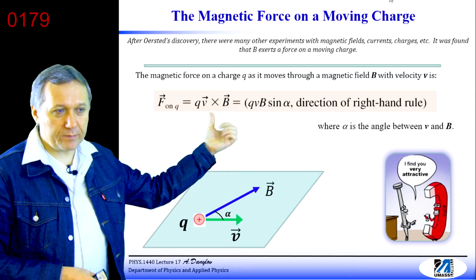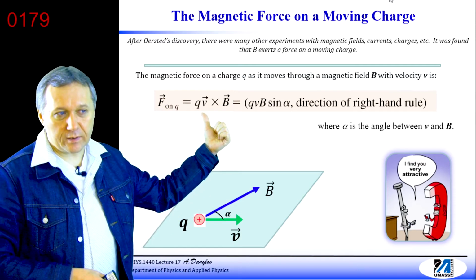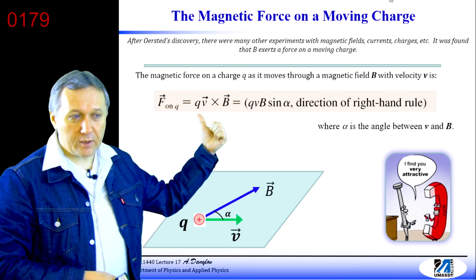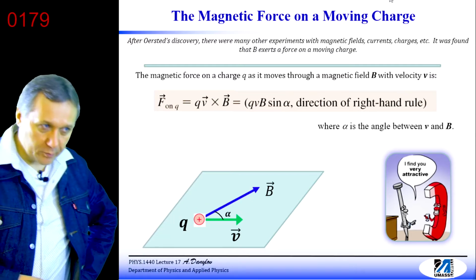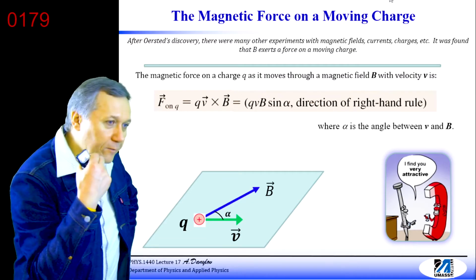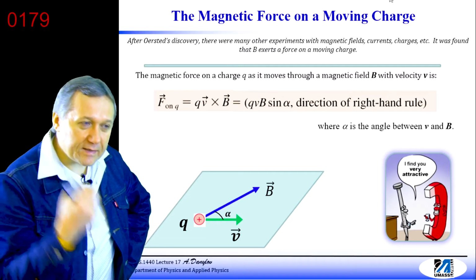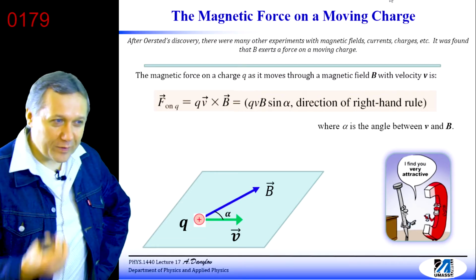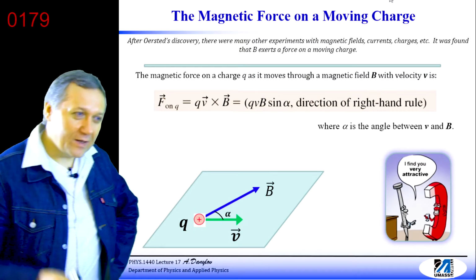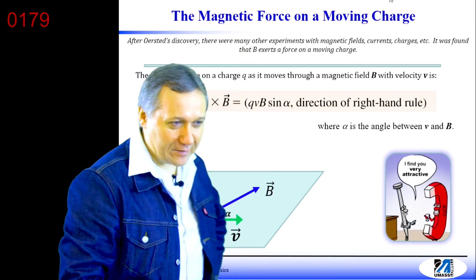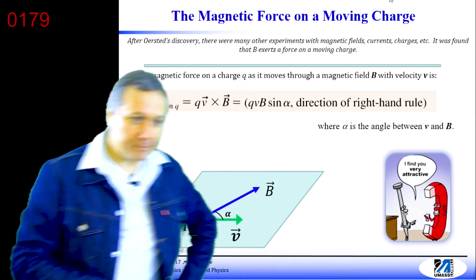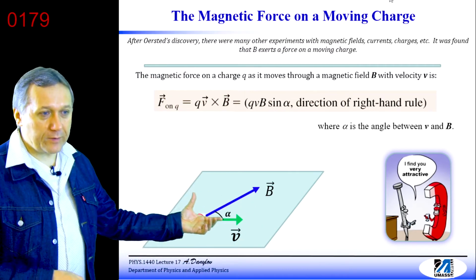First V cross B, and then adjust the direction if it's needed because of the sign of the charge Q. Right? So again, force, in this case magnetic force, is sensitive to the sign of a charge. The same we had with the electric force, right? You remember I told you about that. Okay, so now in this case, V cross B.